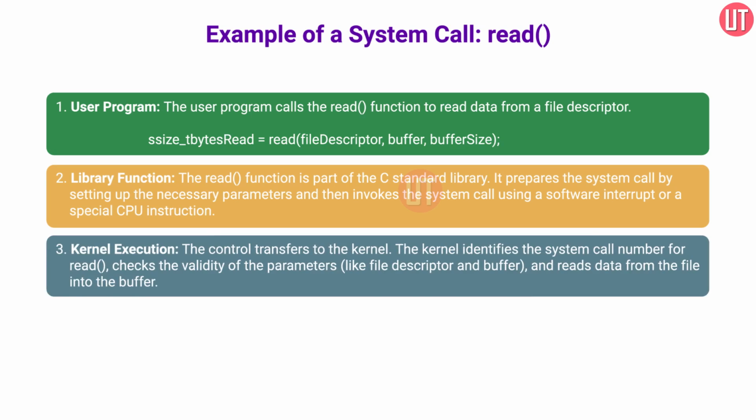3. Kernel execution. The control transfers to the kernel. The kernel identifies the system call number for read, checks the validity of the parameters like file descriptor and buffer, and reads data from the file into the buffer.